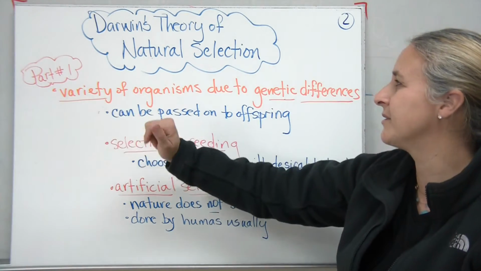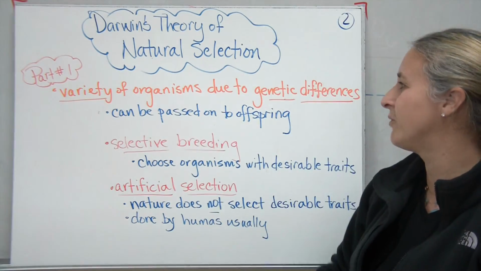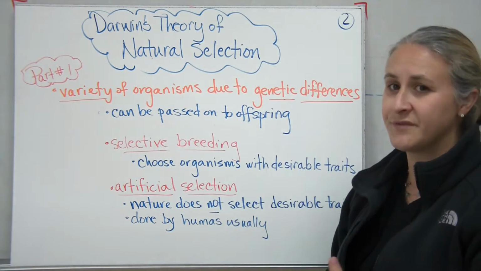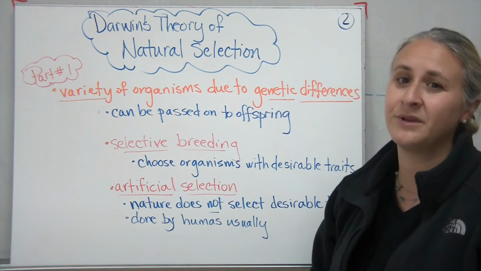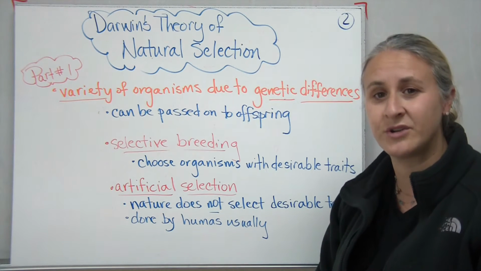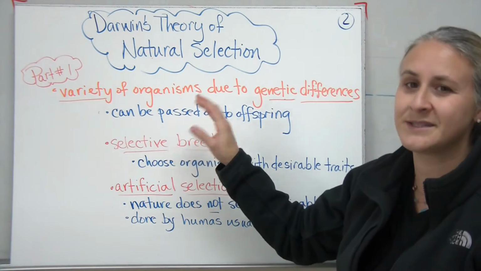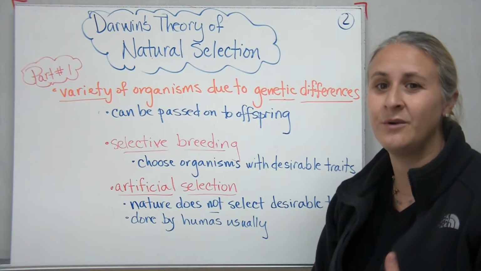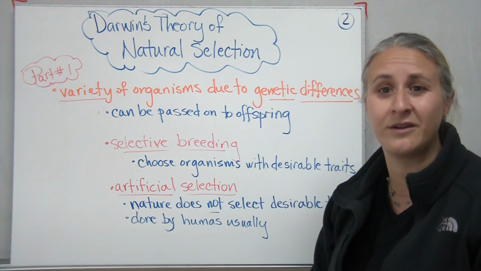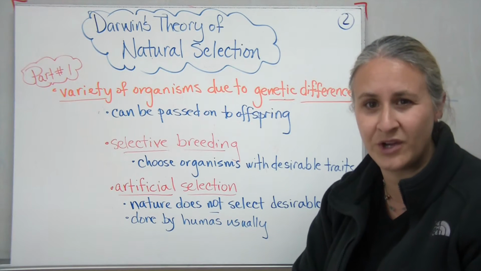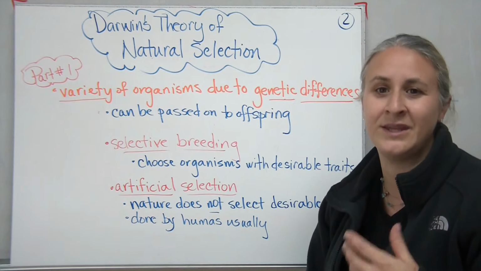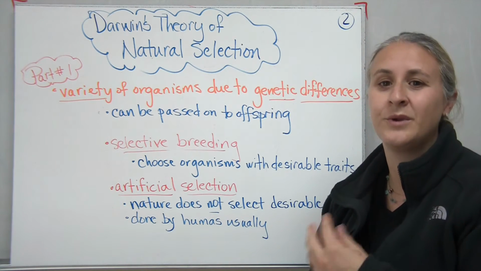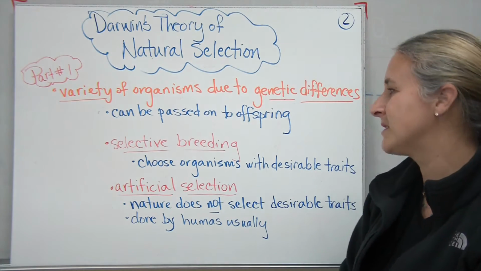So the first part to his theory on natural selection was that there was a variety of organisms due to genetic differences. These genetic differences, or this variety, can be passed on to their offspring. Now, we've already talked about genetics. We know that genetic traits can be inherited. But one of the biggest things is that we know that our variety comes from a basis of our genes. We know that we can't inherit traits that we acquire in life. If I accidentally chop off my arm in a farming accident, it doesn't mean that all of my children that I have after I chop that arm off are only going to have one arm. We know that it has to be something that's genetically based.